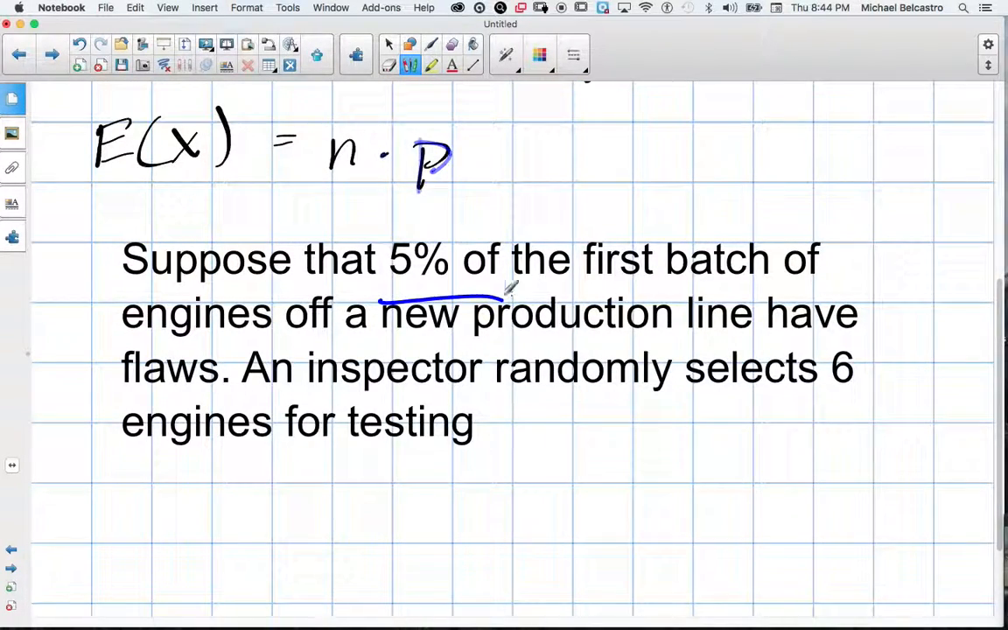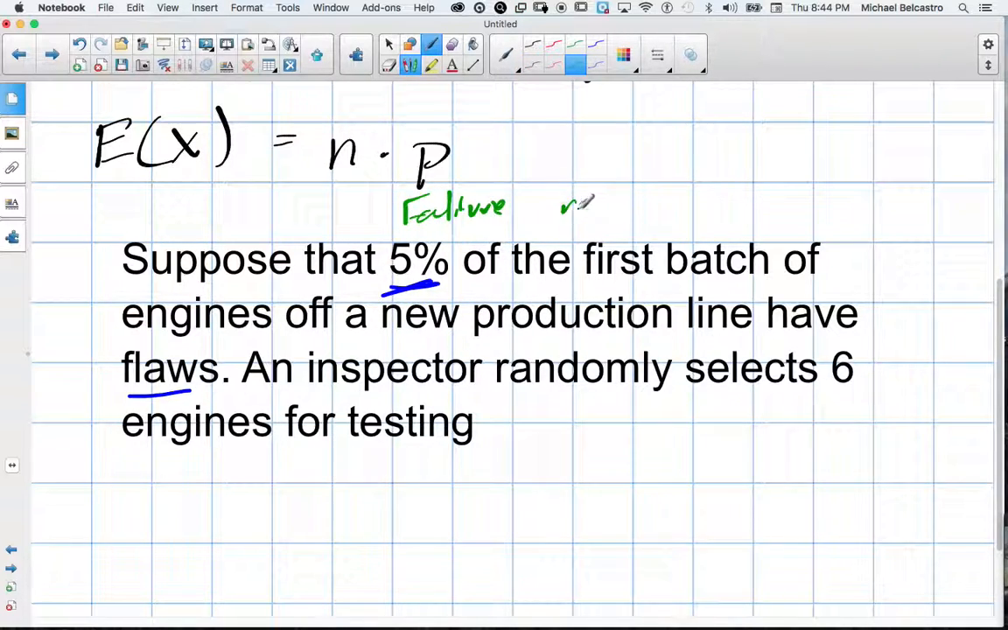Suppose that 5% of the first batch of engines off a new production line have flaws. Okay. So what they're saying is they kind of have a failure rate. So your failure rate is 5% here. And an inspector randomly selects 6 engines for testing. Okay, so they've decided to choose 6 engines for testing. They want us to show the distribution.